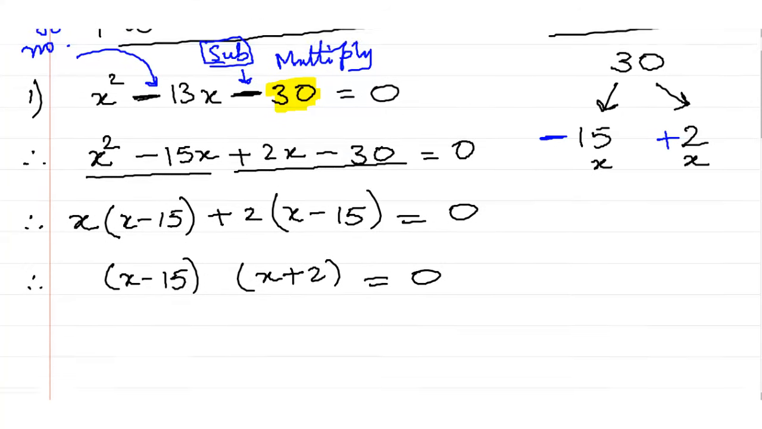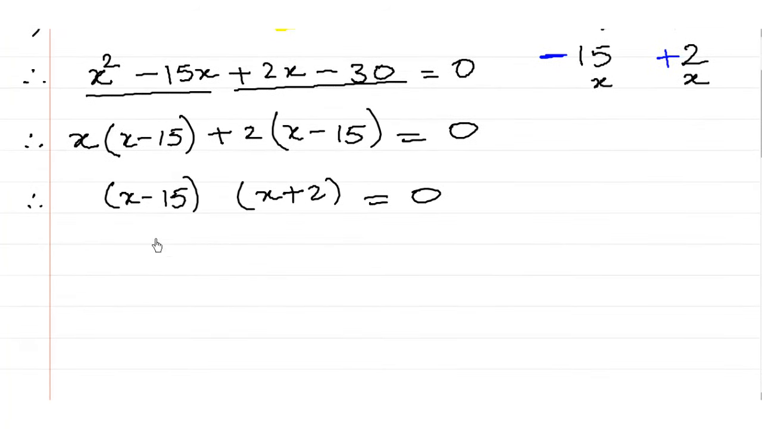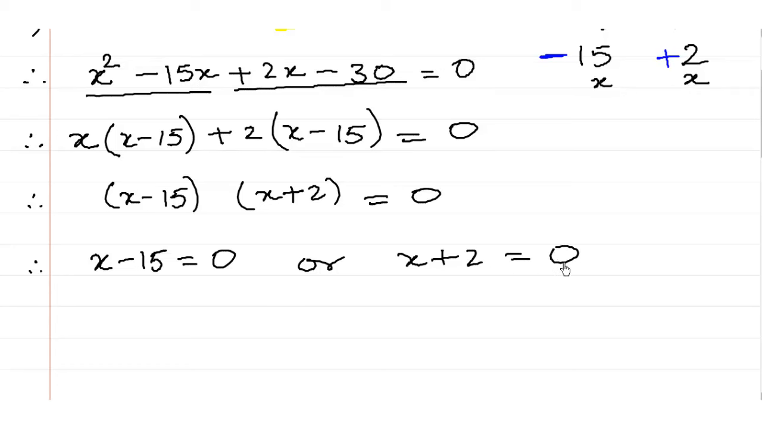Now it's important to understand that the first bracket multiplied by the second bracket is equal to 0. So either x minus 15 is equal to 0 or x plus 2 is equal to 0. Therefore, if minus 15 comes from this side, it will become plus 15. So 0 plus 15 is 15. So either x is equal to 15 or x is equal to minus 2. Plus 2 comes from this side, it becomes minus 2.